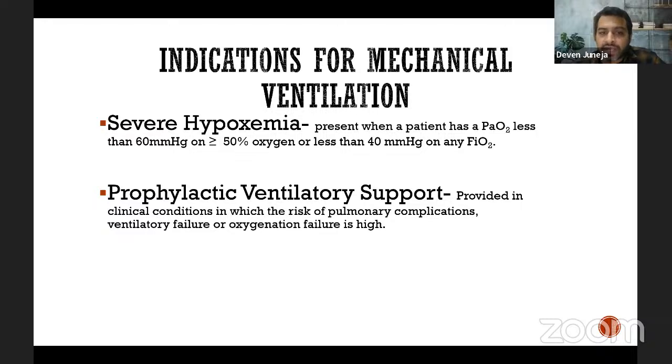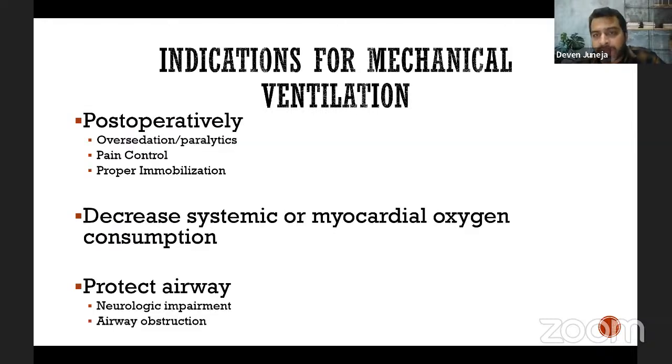Sometimes we have to give prophylactic ventilatory support. Post-operatively, as you must have noticed many times, even after surgery we are unable to extubate the patient, maybe because of oversedation or use of paralytics, or for pain control or for immobilization. Sometimes in the post-operative period we also have to give prolonged mechanical ventilation. Or if there is a need to decrease systemic or myocardial oxygen consumption, or sometimes to protect the airways. If the patient's GCS is low, then you would like to maintain the airway by putting in a definitive airway and connecting the patient to a mechanical ventilator. So these are the different indications for putting the patient on mechanical ventilation.